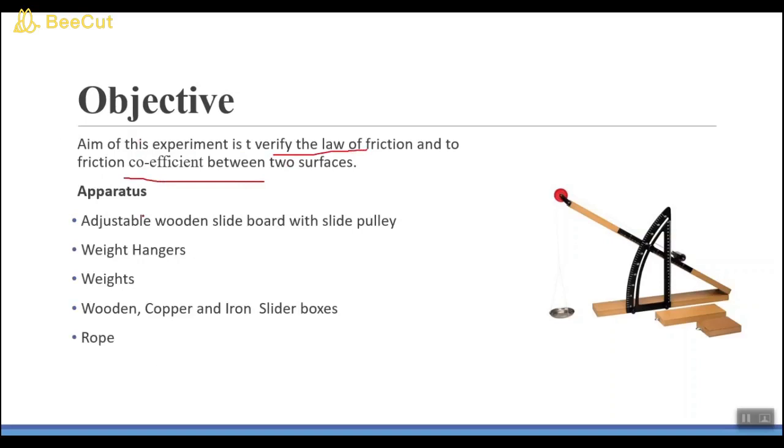And this is the apparatus: an adjustable wooden slide board with a slide pulley. Here we can see this is the adjustable wooden plate and this is the pulley. With the help of this we can change the angle of the apparatus as well. And this is the weight hanger, with the help of which we will apply the weight, and wooden, copper and iron slider boxes. We will place a slider box on this wooden plate. We have different sliding boxes such as a wooden box, copper box and iron box. With the help of thread or rope we will connect this box with this hanger.